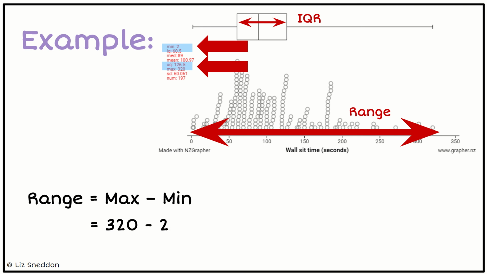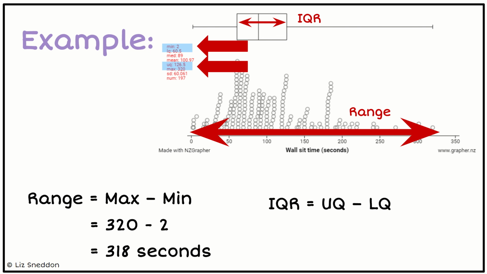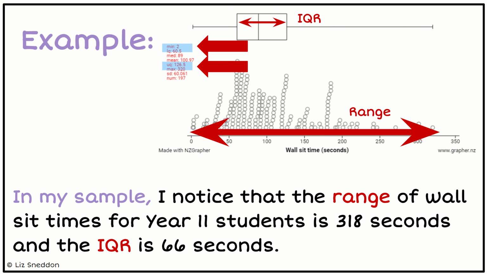So our range, maximum is 320, minus the minimum, which is 2, gives us a range of 318 seconds. Our interquartile range, upper quartile of 126.5, minus the lower quartile of 60.5, and that gives us an interquartile range of 66 seconds. So when we write that in a sentence, we're going to say, in my sample, I notice the range of wall sit times for Year 11 students is 318 seconds, and the interquartile range is 66 seconds.